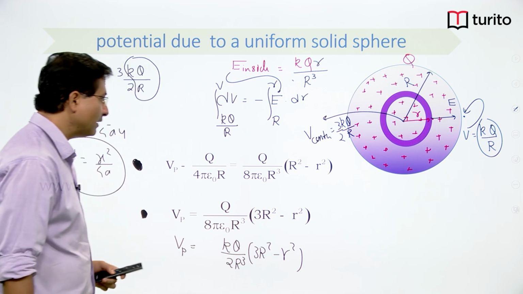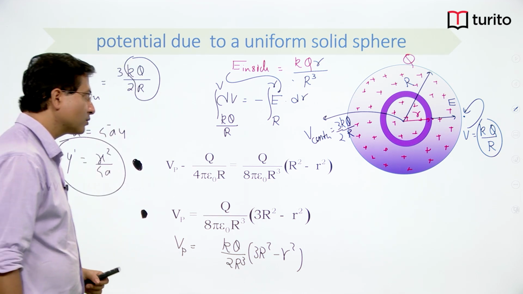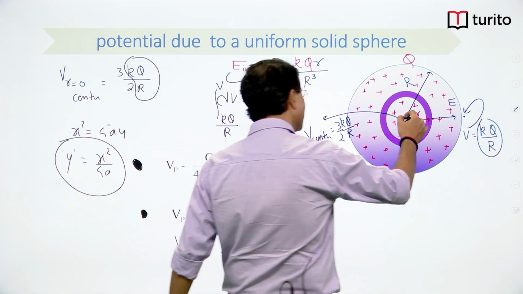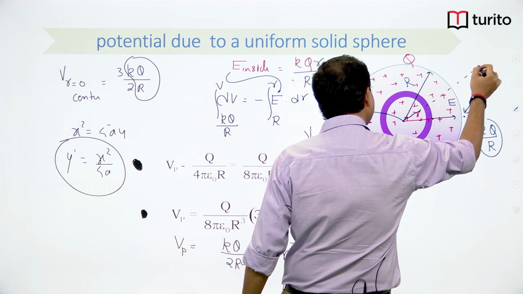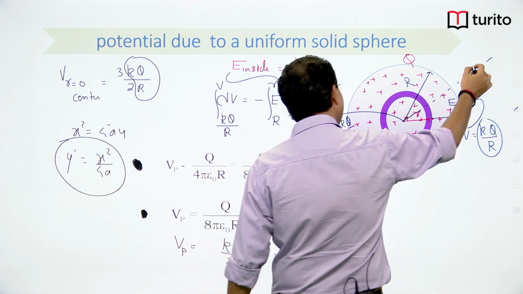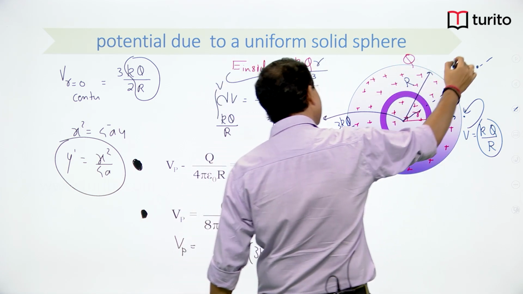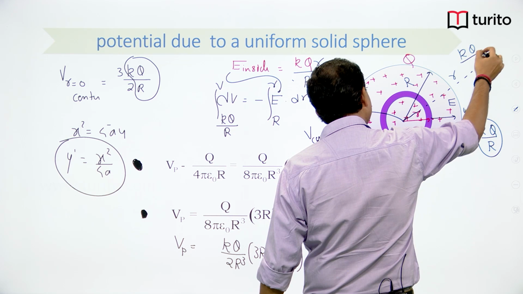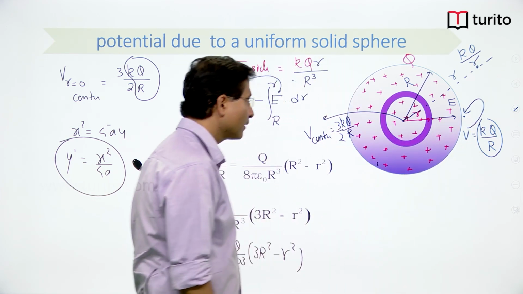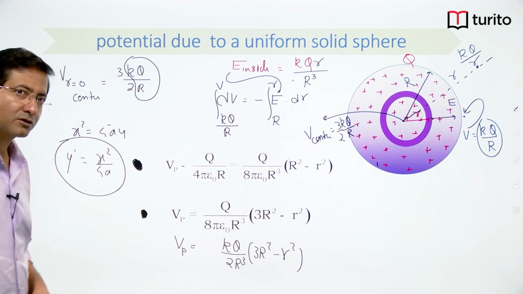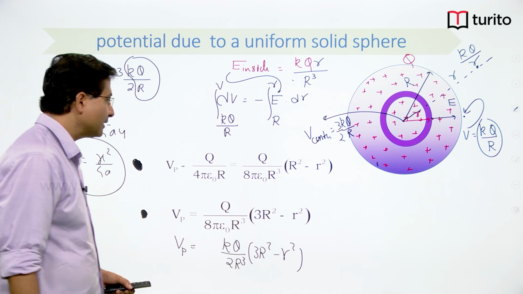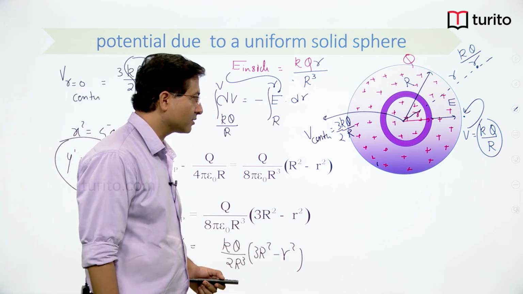So inside it will vary parabolically, and when you go outside, using the same logic I can write the potential at distance r, as the whole charge is at the center, and you can write kq divided by small r. So outside it is inversely proportional to r, and inside it is following a parabolic relation.